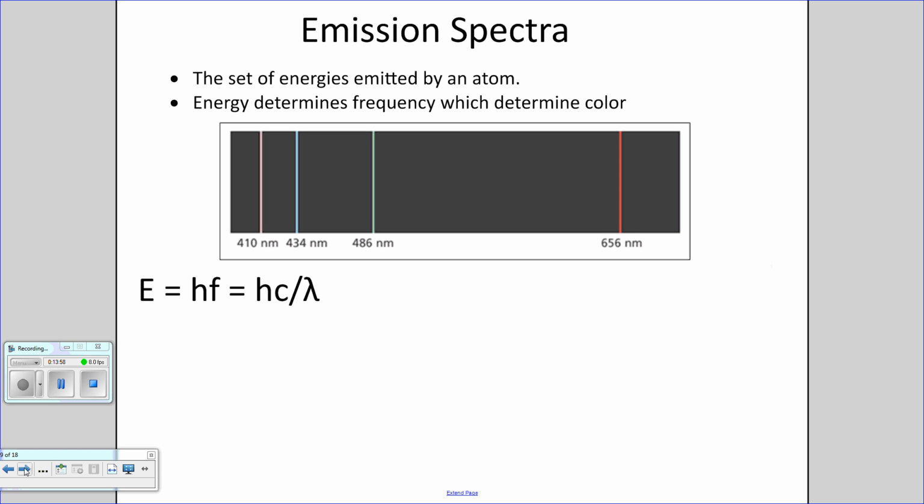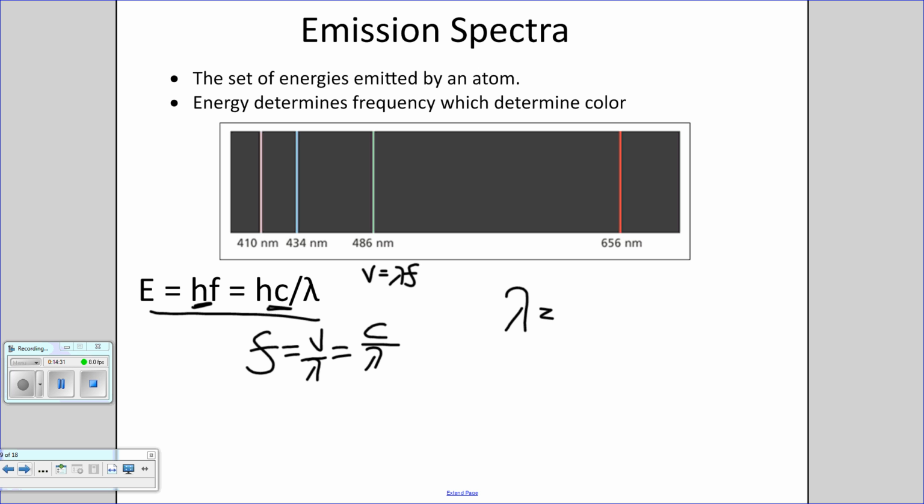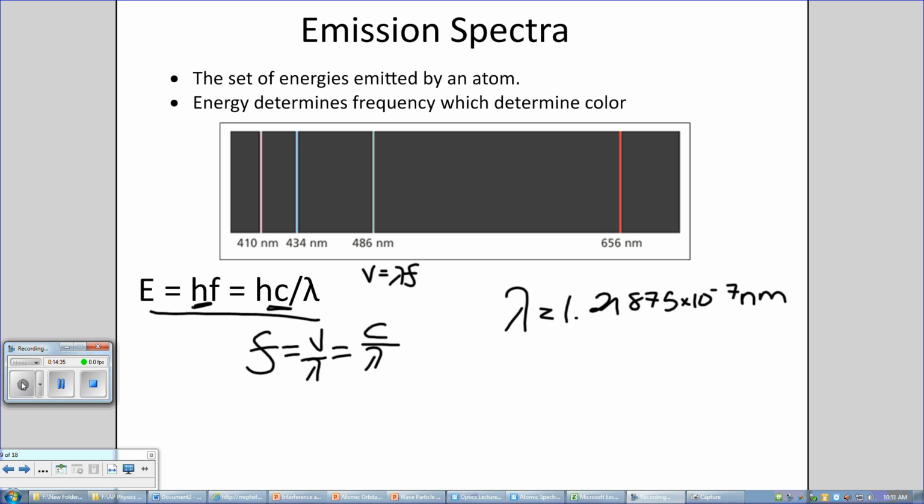Okay, so if energy is emitted, and we found our frequency, we can also find our wavelength. This step is basically saying frequency is equal to v over lambda, which we know v equals lambda f, just rearranging that equation, and our velocity, because it is an electromagnetic wave, is equal to c. If I find this wavelength and plug it in, I find that my wavelength is equal to 1.21875, so 1.22 times 10 to the negative 7th nanometers.